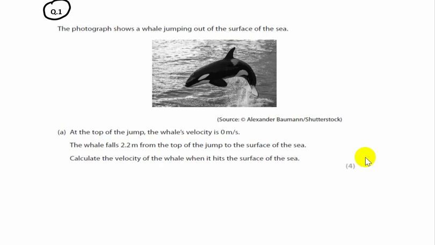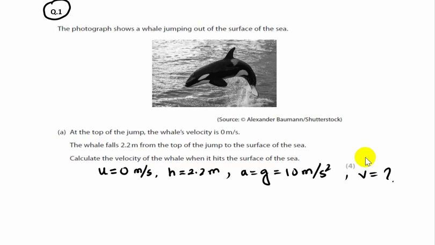Here initial velocity u is 0 meter per second and height is 2.2 meter. We have to find out the final velocity v, and here acceleration a equals g equals 10 meter per second square. So we have to find out the velocity.